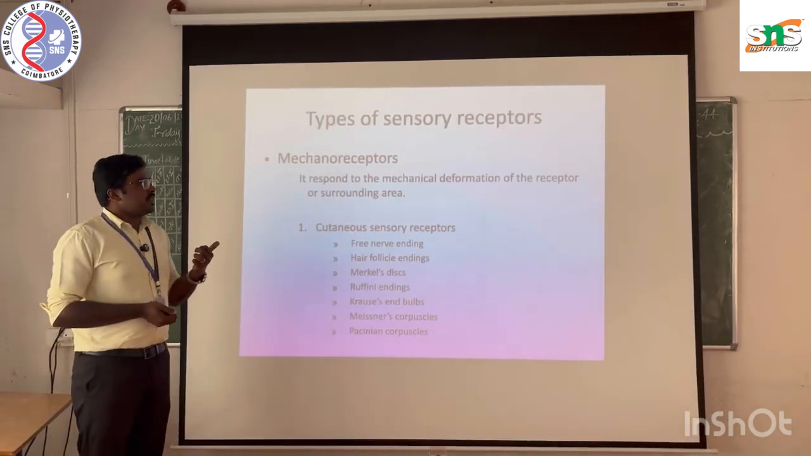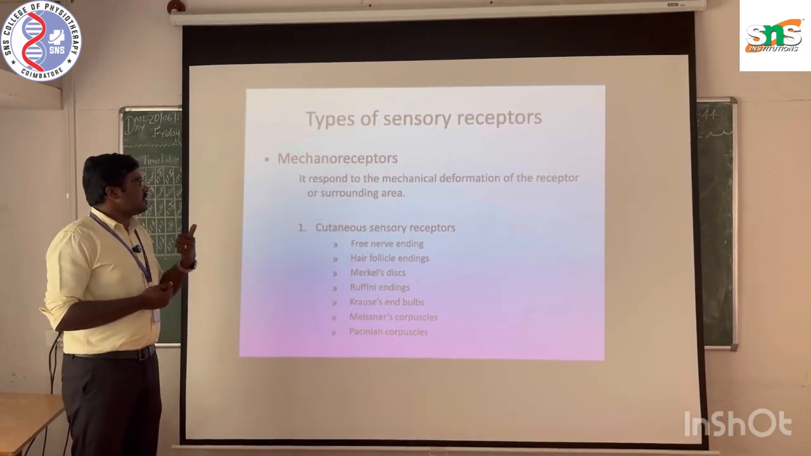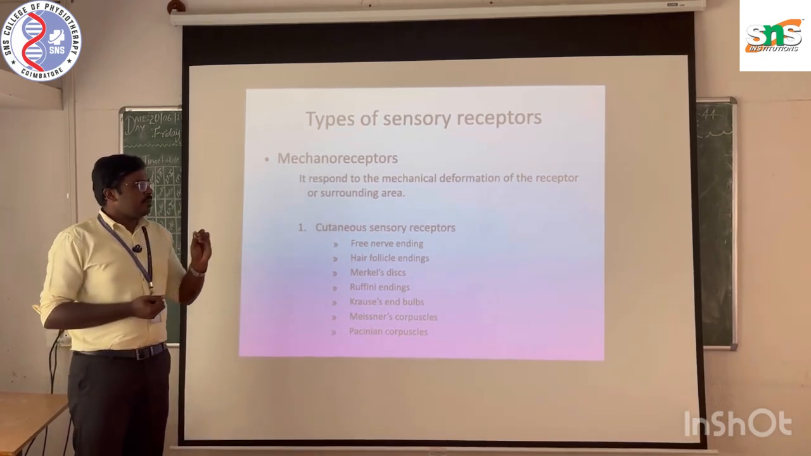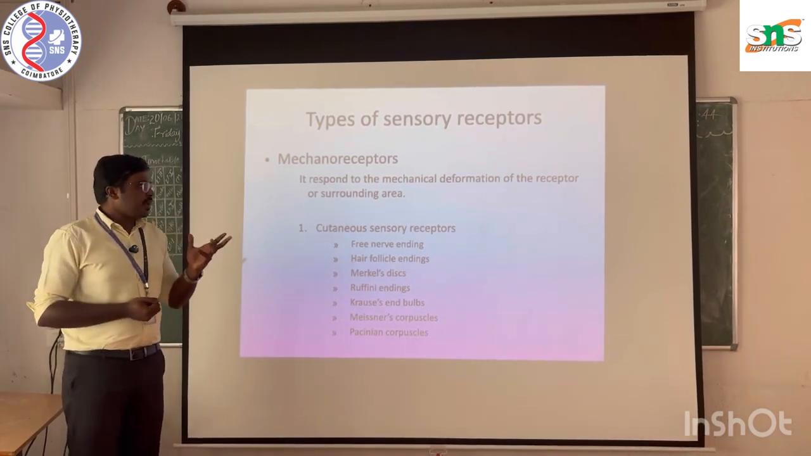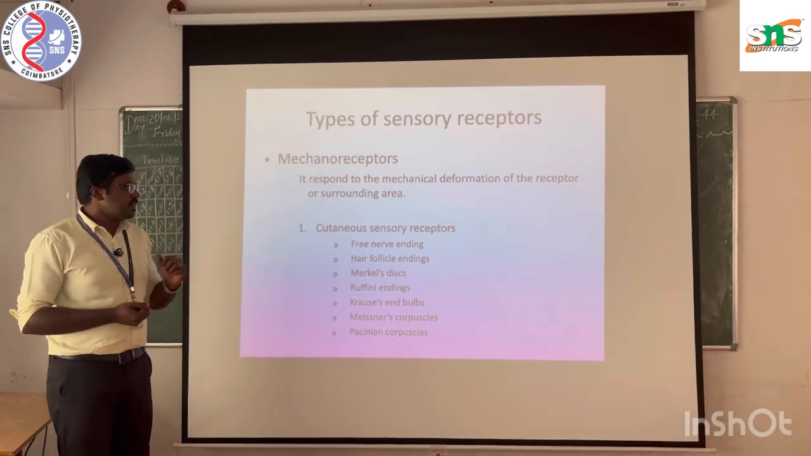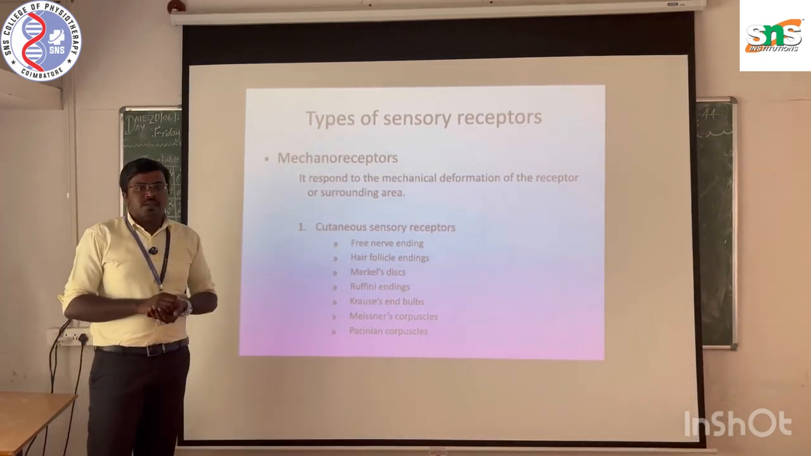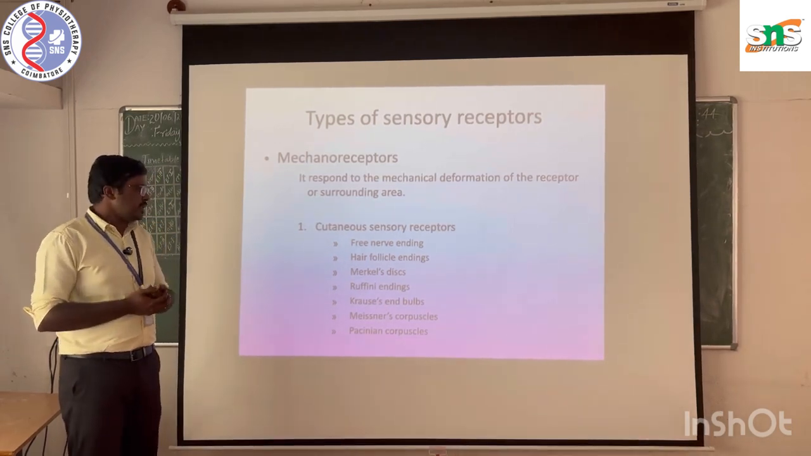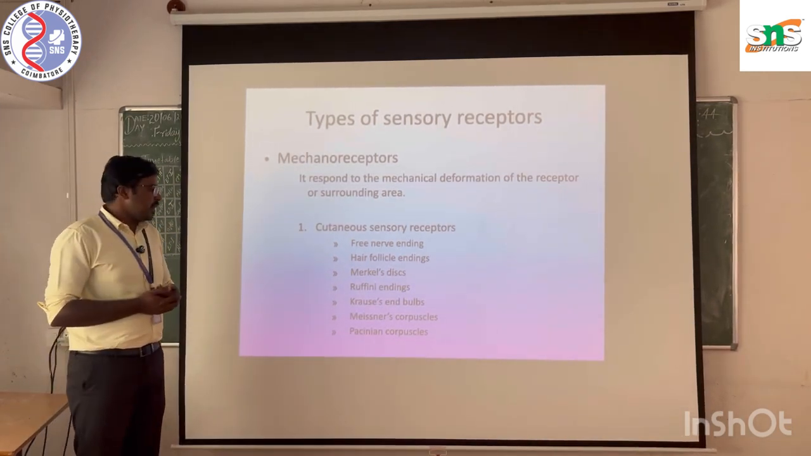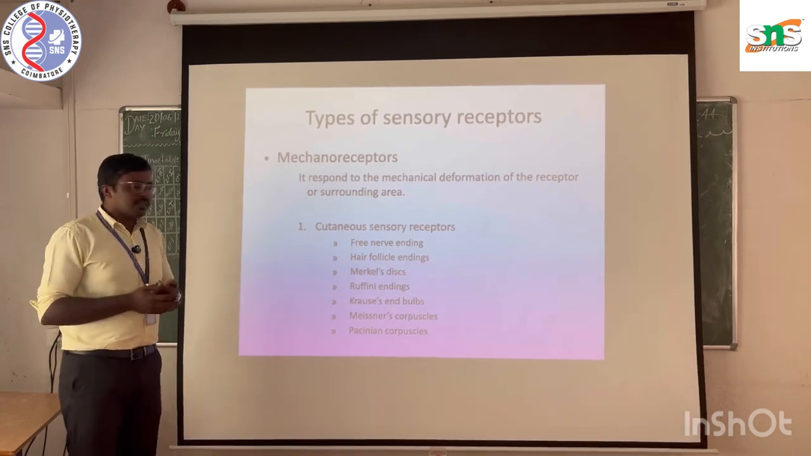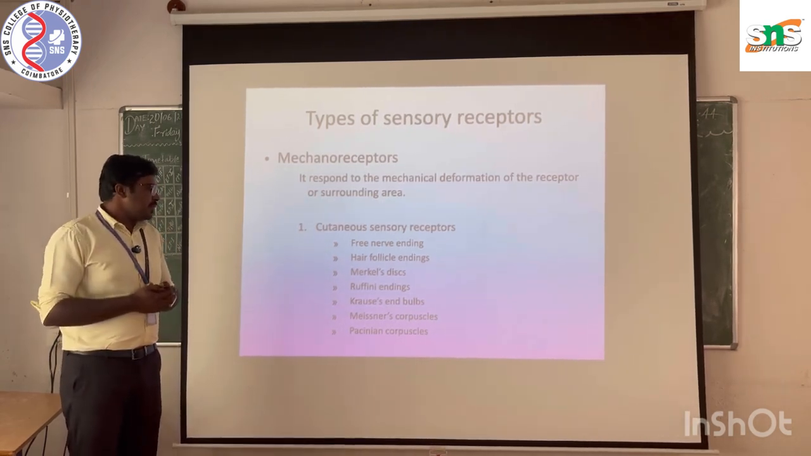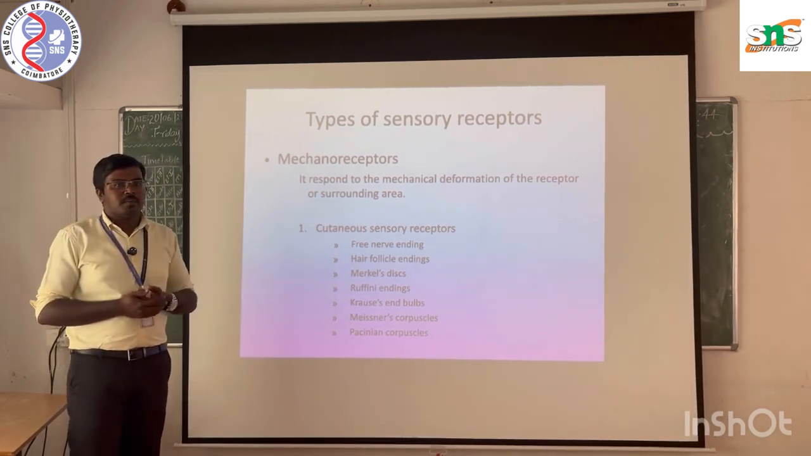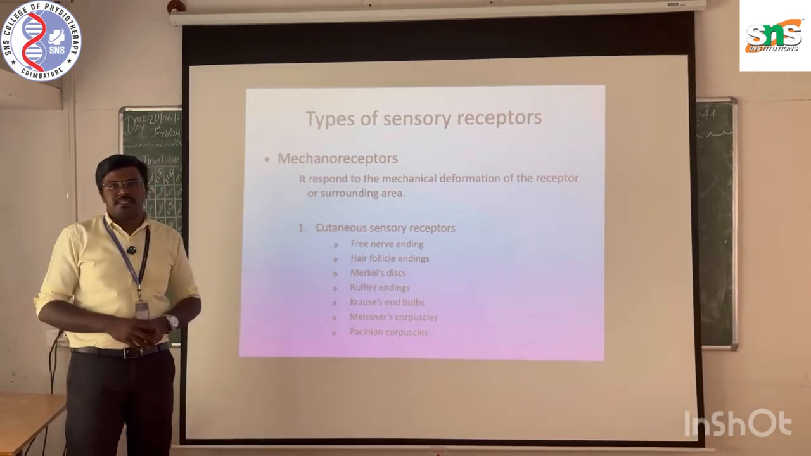Next, the types of sensory receptors. First, mechanoreceptors. They respond to the mechanical deformation of the receptors or surrounding areas. We have cutaneous receptors: free nerve endings, hair follicle endings, Merkel's disc, Ruffini endings, Krause end bulbs, Meissner's corpuscles and Pacinian corpuscles. These are the cutaneous sensory receptors.